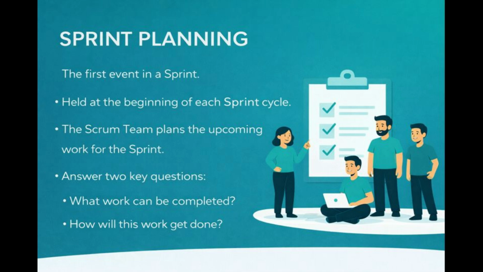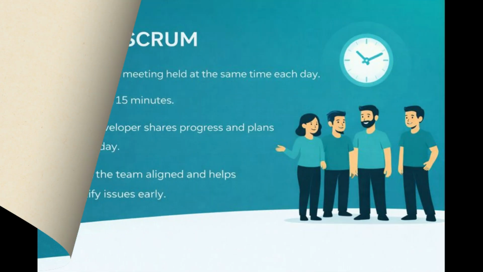Sprint planning. Sprint planning kicks off each sprint. The product owner presents the highest priority work, and the team selects what they can realistically complete. Together, they define a clear sprint goal. The result is a sprint backlog.